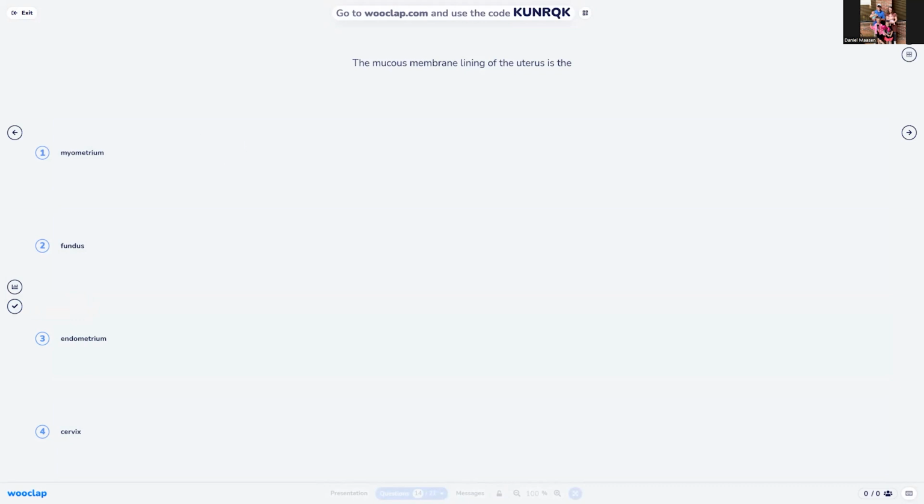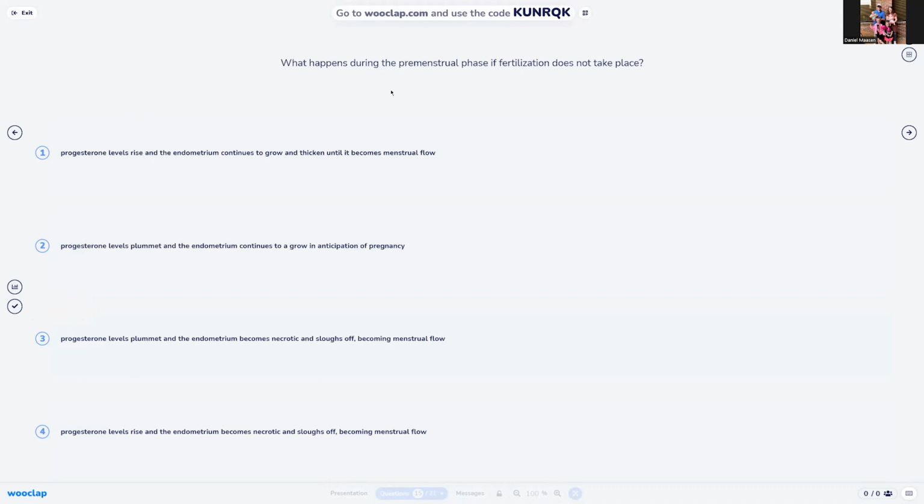Okay. What happens during the premenstrual phase if fertilization does not take place? Progesterone levels rise and endometrium continues to grow and thickens. Progesterone levels plummet and the endometrium continues to grow in anticipation of pregnancy. Progesterone levels plummet and the endometrium becomes necrotic and sloughs off, beginning menstrual flow. Progesterone levels rise and the endometrium becomes necrotic, sloughs off, becomes menstrual flow.